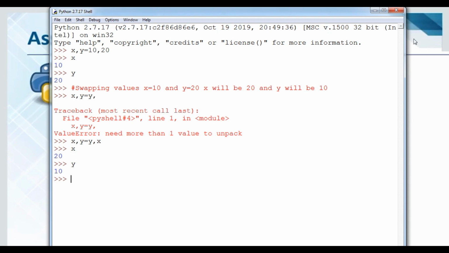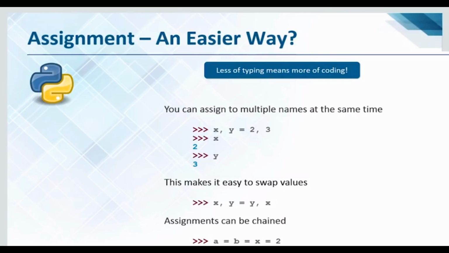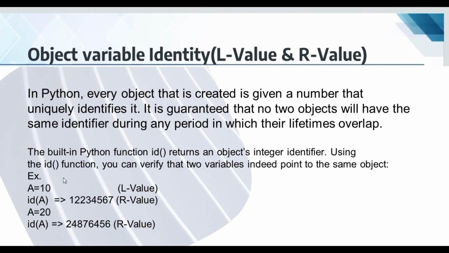The same thing I have explained here, student. Here we swap the values, whatever the values 2 and 3 are. After swapping with x, y equals y, x, it will print the swapped values. And here assignment can also be chained, this is chaining, also multiple assignment.